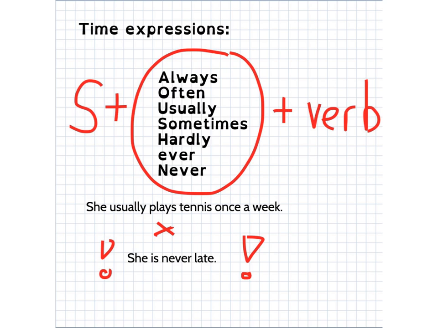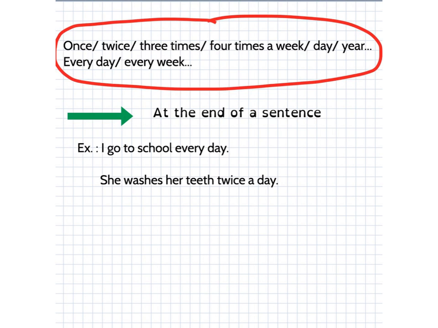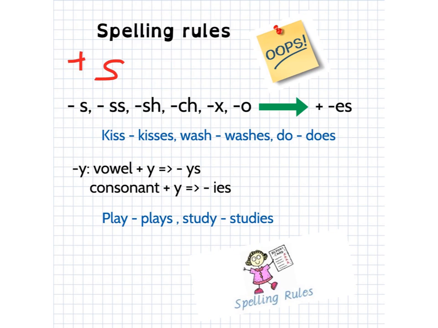hungry at night, whatever. Then we also use present simple with expressions like once a week, three times a month, twice a day, and also the expressions every day or every week. In this case, these time expressions are used at the end of the sentence. You could also use them at the beginning. You can say "every day I go to school by car", but it's more common to use them at the end of the sentence. So it would be like: I go to school every day, or she washes her teeth twice a day.